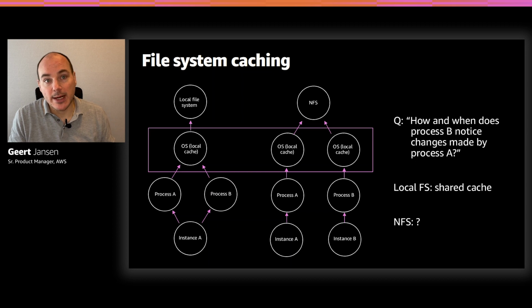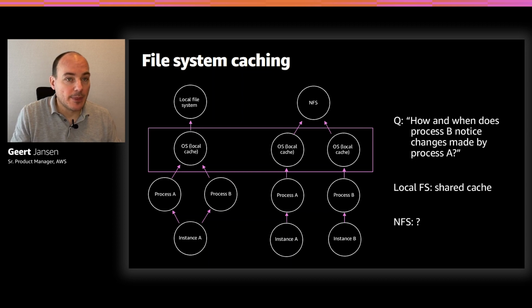The question that arises here is, if, when, and how does process B get notified of changes being made by process A? On the local file system, that is easy, because both go through the same operating system and there's a single cache. Even if process A created a file and the kernel decided not to write that file to disk yet but to keep it in its cache, process B can already access that file because it goes through the same OS and the same cache. So process A and B have the same view of the file system, and at the same time they can fully leverage caching to improve performance.